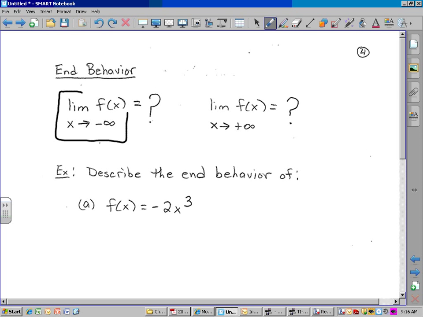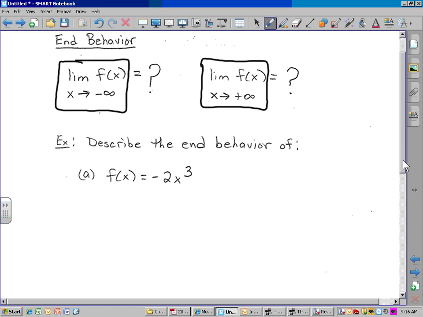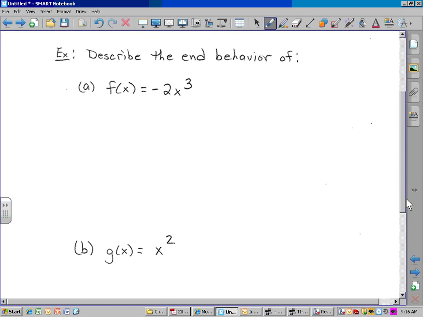What's happening to y when x goes way left? And this is saying what's happening to y when x goes way right. It's notation you have to learn. Limit of f of x as x approaches positive infinity. Limit of f of x as x approaches negative infinity. What's happening to y when x goes way left? What's happening to y when x goes way right? All right, let's take a look at an example. I think that's the best way to approach this.